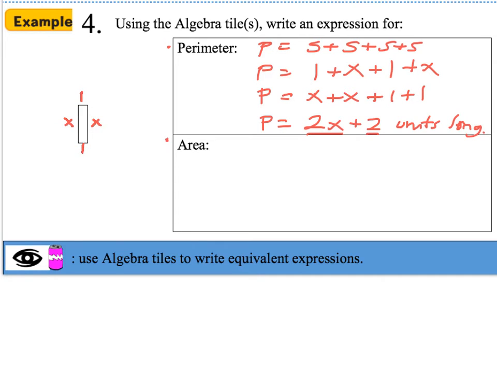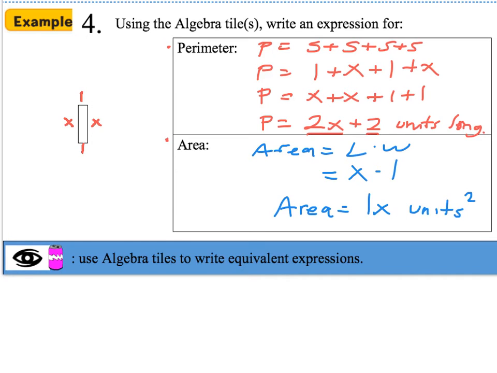For area, we know that the formula is area is equal to length times width. And we know how long one side of this rectangle is because one side is worth x. And the width of it would be 1. You can multiply x times 1, and your area would equal 1x. But make sure you put units squared because you're dealing with area. So the expression for the area would be 1x units squared.